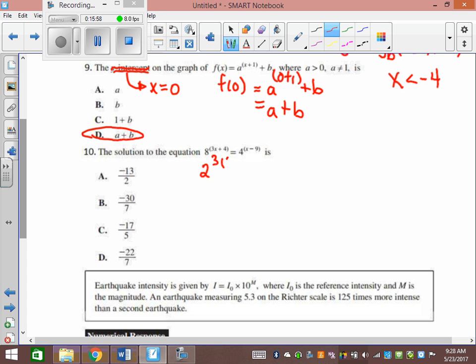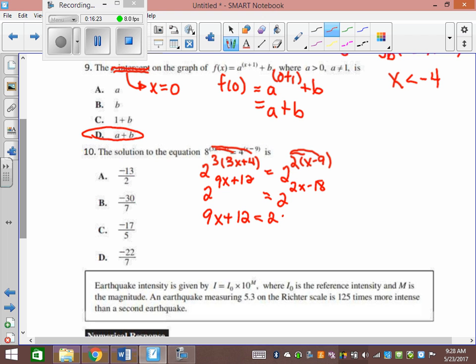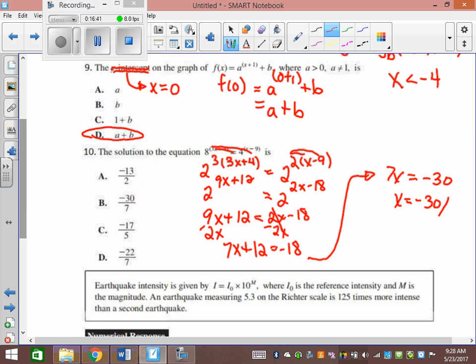So 8 is 2 cubed, to the 3x plus 4. 4 is 2 squared, to the 3x minus 9. So you're going to get 2 to the 9x plus 12. You remember to distribute it. Equals 2 to the 2x minus 18. Same base, you can set them equal. 9x plus 12 equals 2x minus 18. Subtract 2x. 7x plus 12 equals negative 18. 7x equals negative 30. x equals negative 30 over 7.